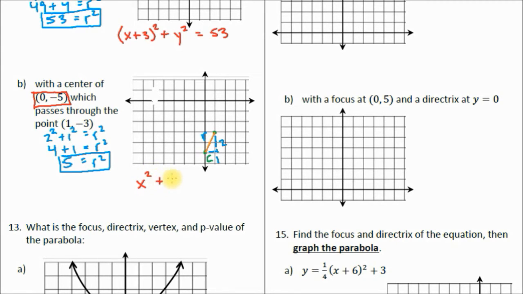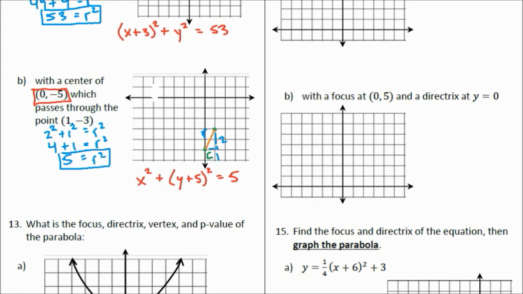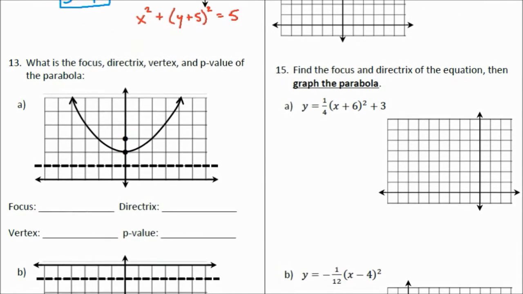And that's going to be plus (y, flip the sign of k) plus 5, squared, equals, and our r squared value is 5. So there's the answer to letter B. Sorry, I'm losing my voice a little bit, so hopefully you can still understand me.